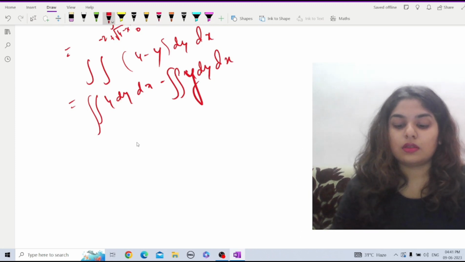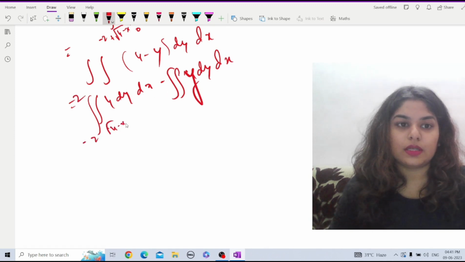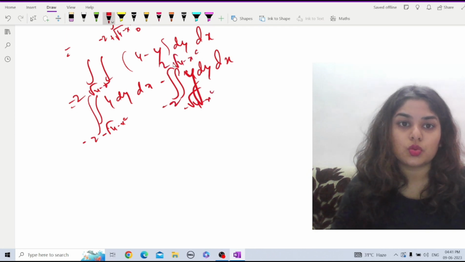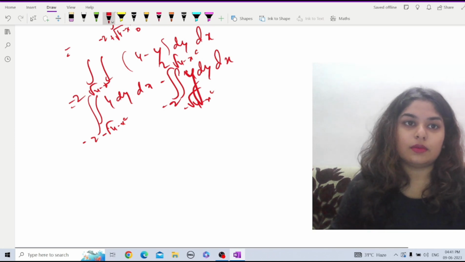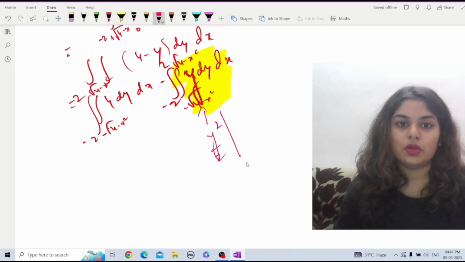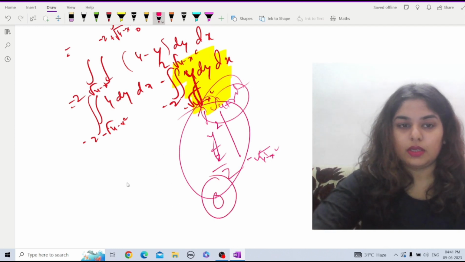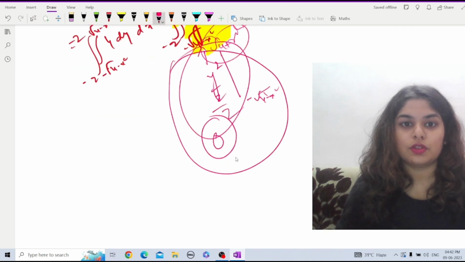Now let us put the limits here, minus 2 to 2 for x, and root over 4 minus x square to root over 4 minus x square for y. If we solve the second part, that is y square by 2 from minus root over 4 minus x square to root over 4 minus x square, then we will get this as 0.